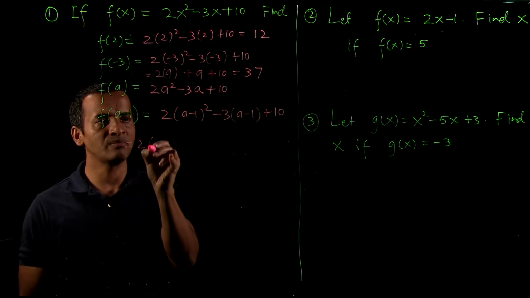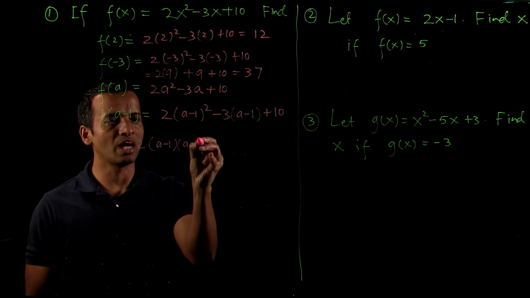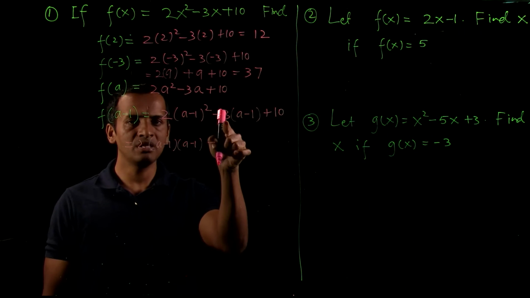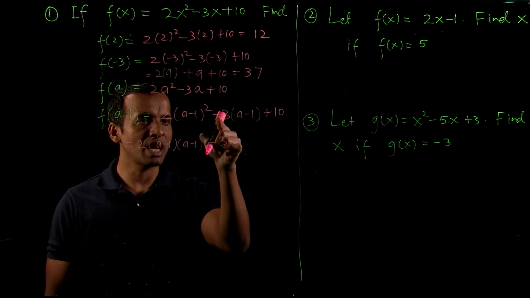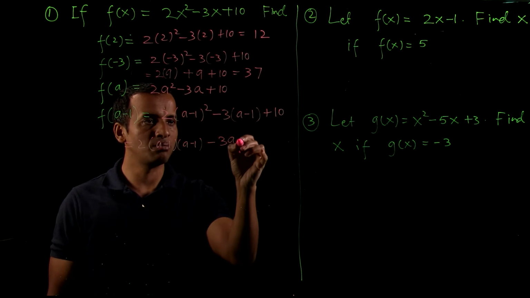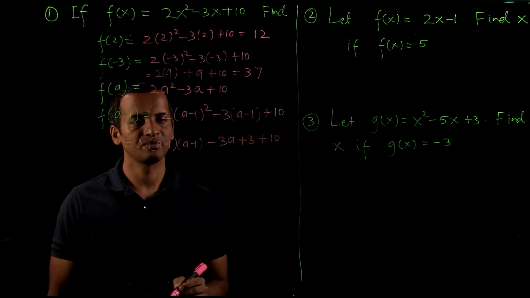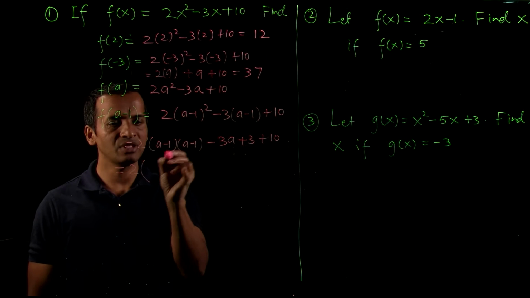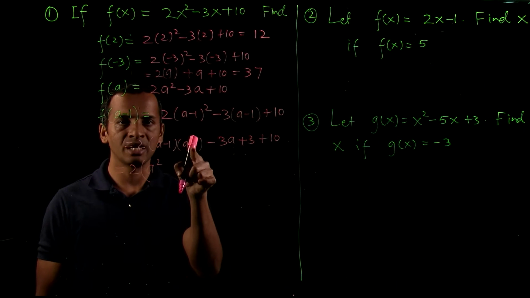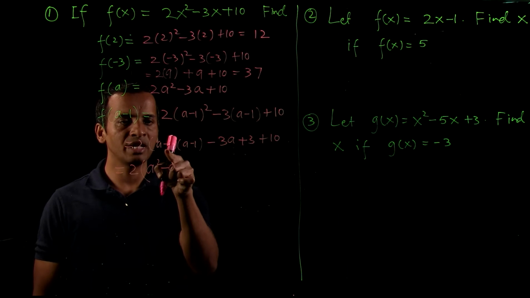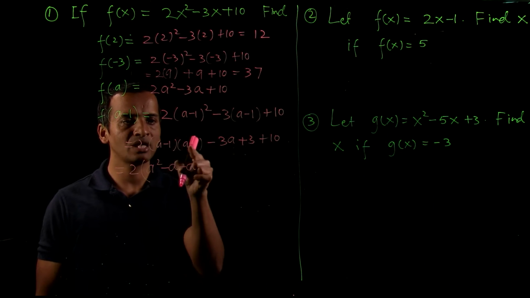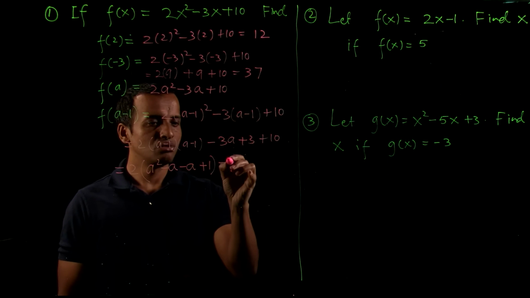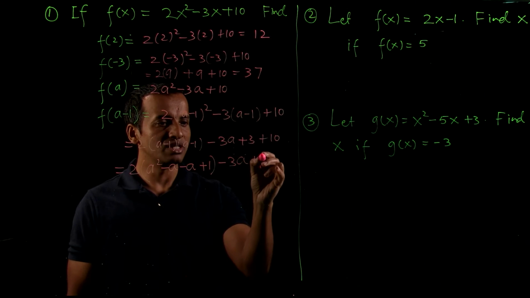So this will be 2 times a minus 1 times a minus 1, because a minus 1 squared means you multiply a minus 1 twice, and then minus, let me distribute this 3, it will be 3a, and then minus 3 times minus 1 will be plus 3, plus 10. All right, so let me FOIL these two factors. It will be 2 times a times a is a squared, and then a times negative 1 will be negative a. Similarly, negative 1 times a will be negative a, and then negative 1 times negative 1 will be positive 1. Okay, and then minus 3a, 3 plus 10 will be 13.